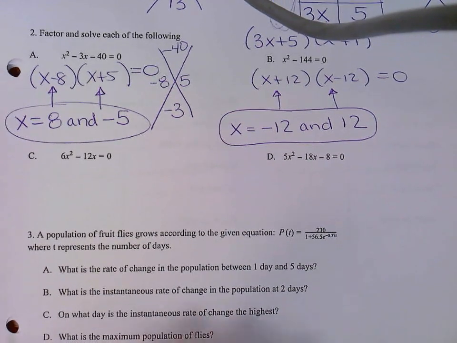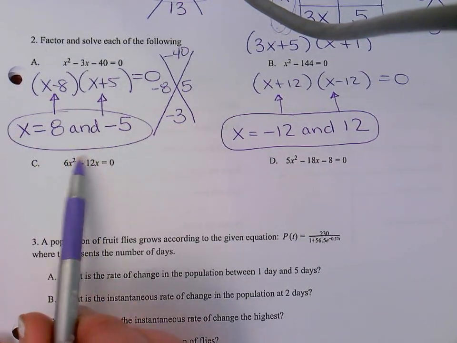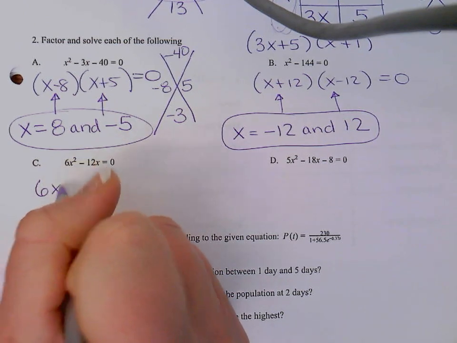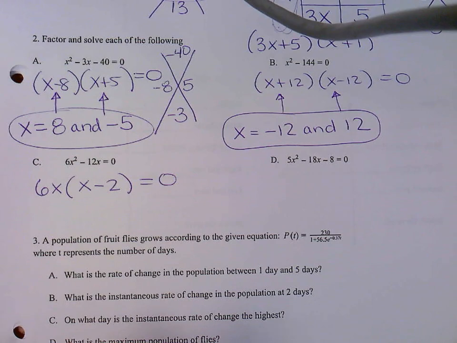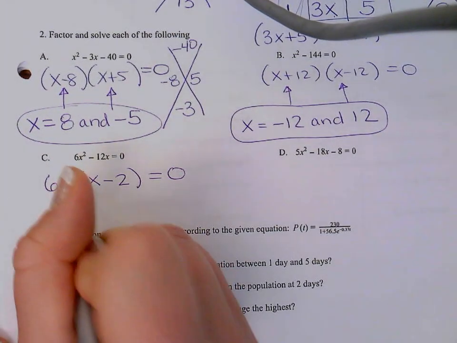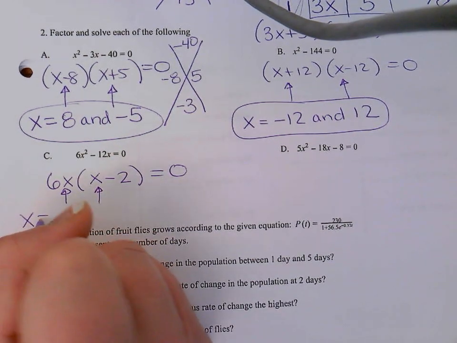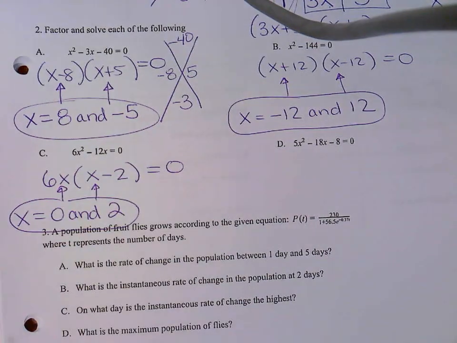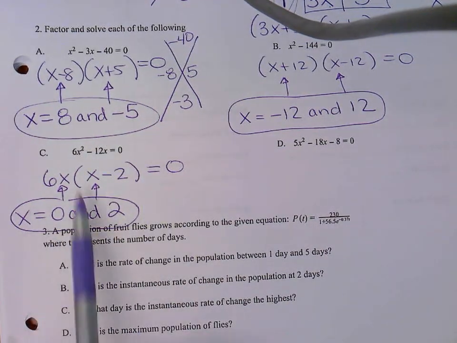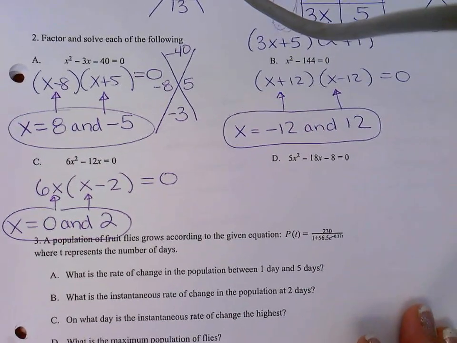All right, and then I think most of you figured out that C was the greatest common factor problem. So I'm going to pull out a 6x, and I'd have x minus 2 left. So then x has to be 0 here, and x has to be +2 there. 0 and +2 are my x-intercepts. So make sure you go all the way if it's set equal to 0 and it tells you to solve it. Up here, we stopped at the factoring step because it just said factor.